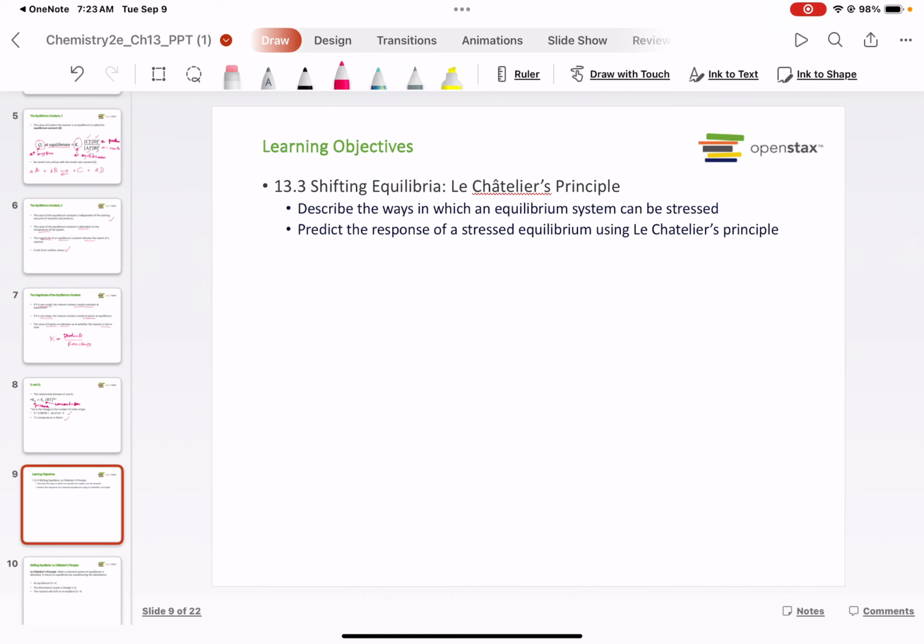Now, Le Chatelier's principle is really awesome. It helps us to predict which way the reaction goes. So you've got reactants and you've got products. Reactants on the left, products on the right.